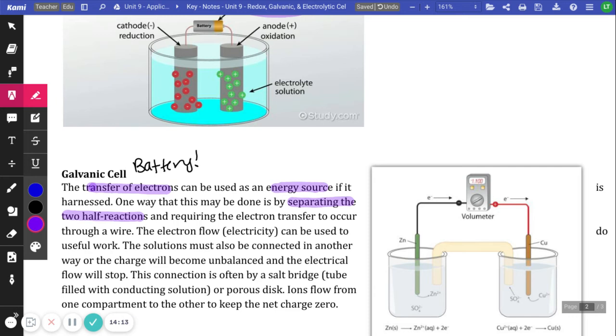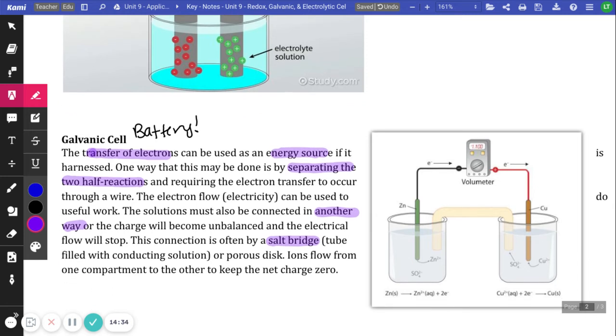The solutions must also be connected not just through the wire, but in another way, or else the charge is going to become really unbalanced and the electrical flow will stop. This is often done by a salt bridge. A salt bridge is any kind of porous medium that is soaked in a salt solution, essentially. And basically ions flow from one compartment to another to keep the net charge 0.